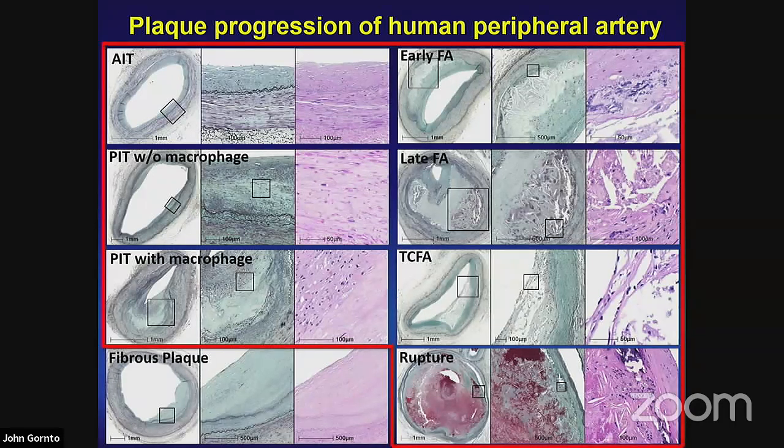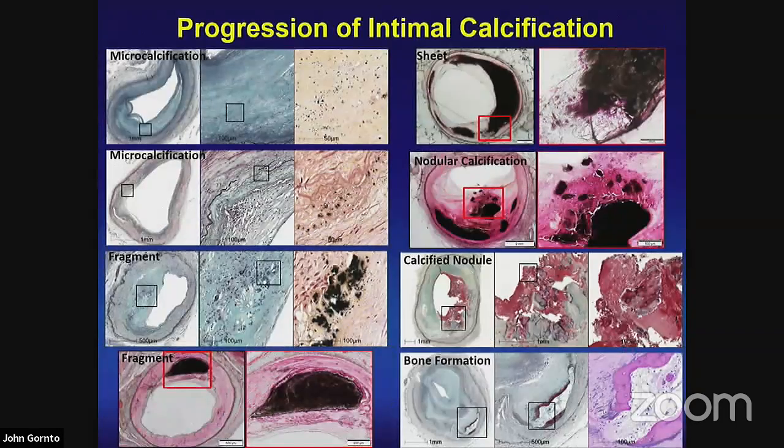They become fragmented. You can get fragmented calcification, and finally you can get sheet calcium and plaque rupture here in the peripheral arteries as well. This is progression. This is showing you the calcification, again showing microcalcification, larger plaques, then fragmented plaques, and finally sheet calcium. Sheet calcium breaks into multiple pieces.